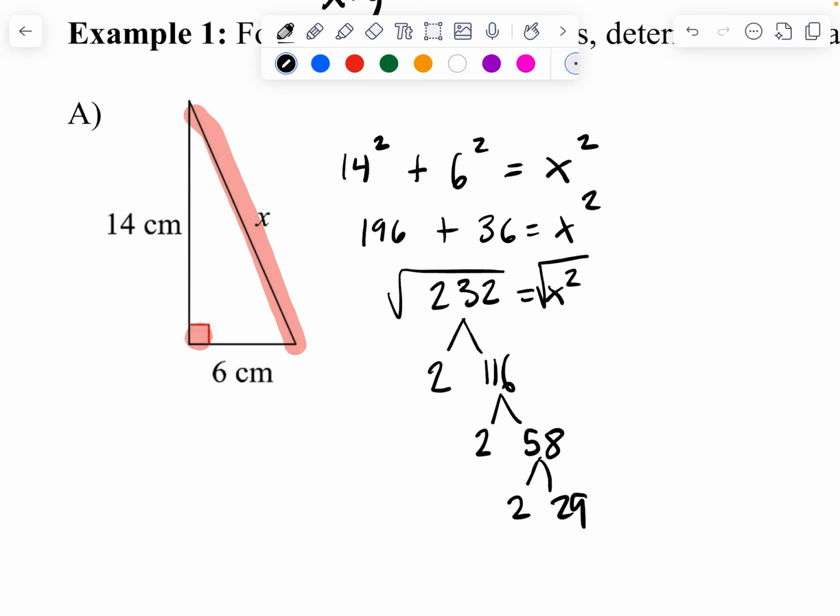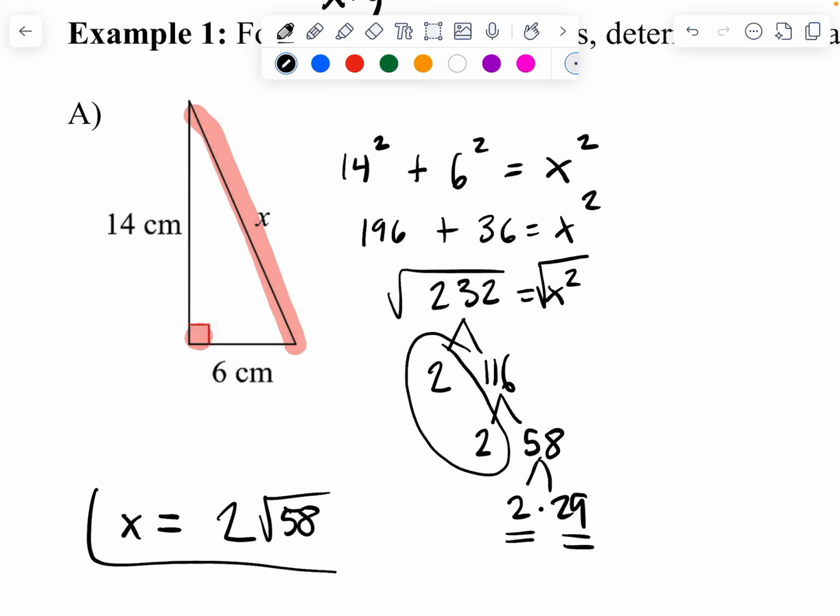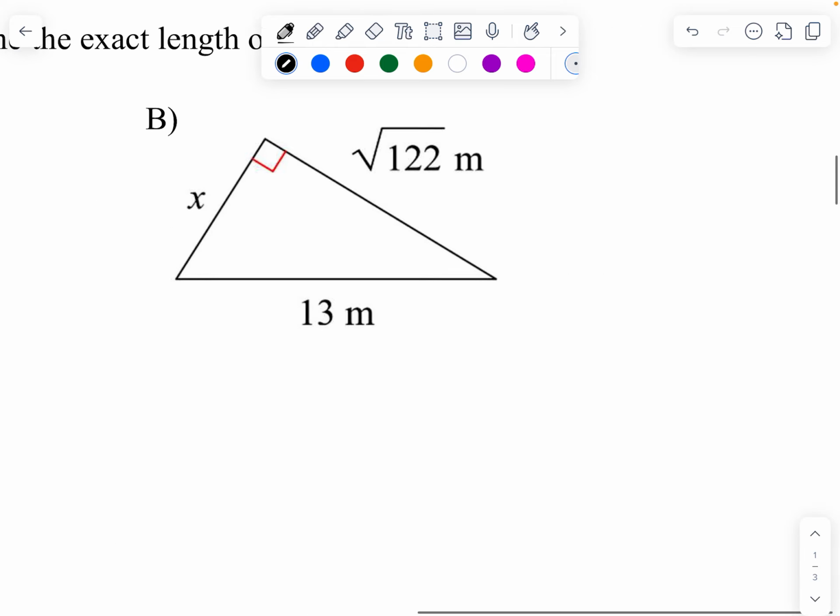Now, as you're looking at this, you say, okay, remember square roots, square implies that 2 there, so you're looking for 2 of the same thing. All right, you have 2 2's, which means one of those is going to come out. And then whatever didn't have pairs, which is your 2 and 29, get multiplied to give us 58, and that is what's left inside the square root. So that means that the hypotenuse, your missing side, equals 2 square roots of 58. Done.